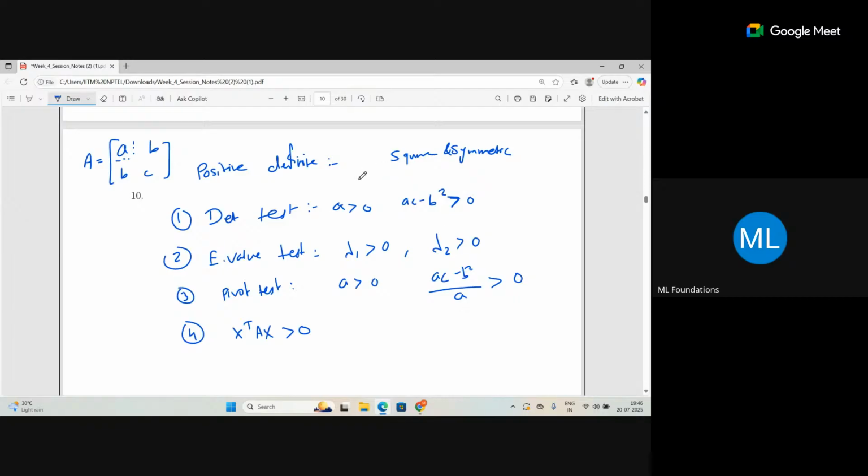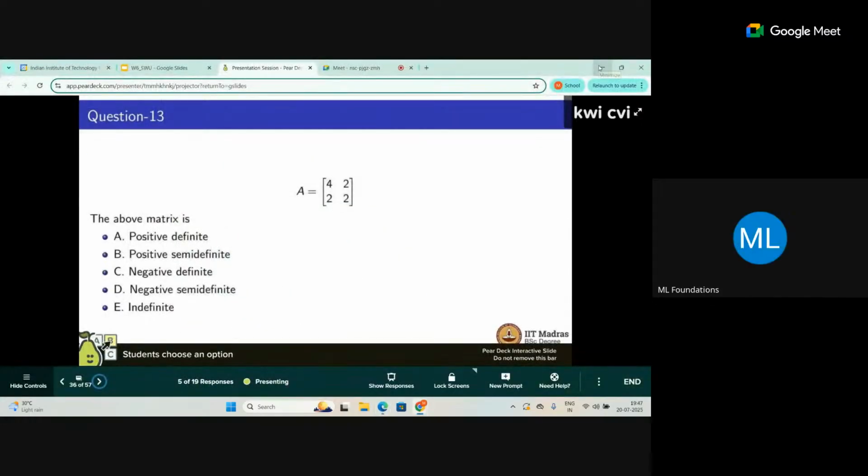What about the positive semi-definite? All greater than or equal to 0. So the pivots have to be greater than or equal to 0. You can check that one of the pivots has to be positive. But yeah, let us talk about this.